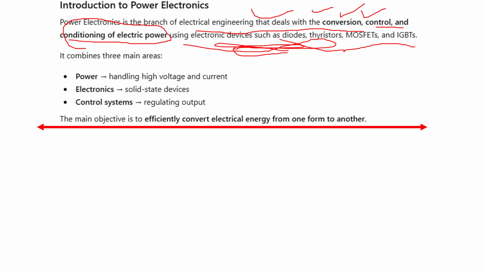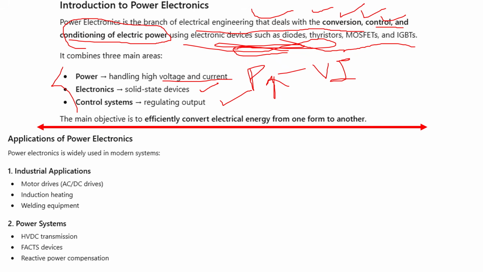So the major thing is conversion and control, right? The major areas: handling high voltage or high current, since power is nothing but voltage times current. If both are high, of course the power will be high, right? Then electronics, solid state devices which are used to control, then control systems, for regulated power output. The main objective is efficient conversion of electrical energy from one form to another, so that the loss is lesser, right? That is the main objective.